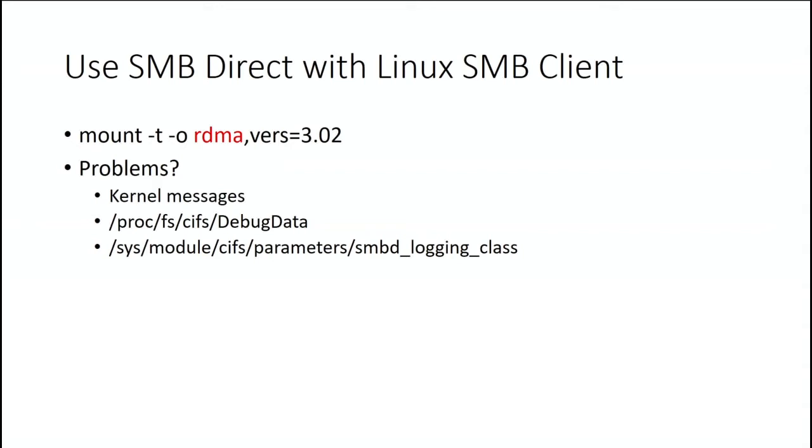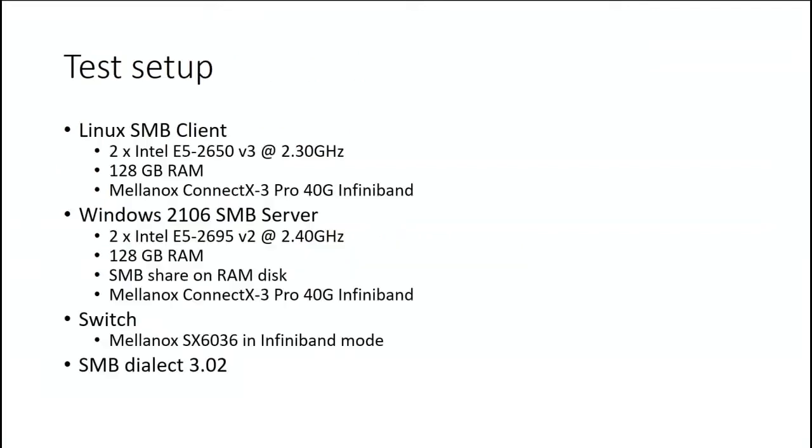Then the SMB Direct layer is designed to have a lot of logging and profiling, and also kernel messages to help debug. We're still in the early process, so we need to figure out when something is going wrong.